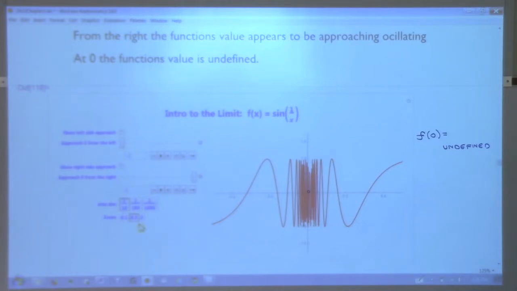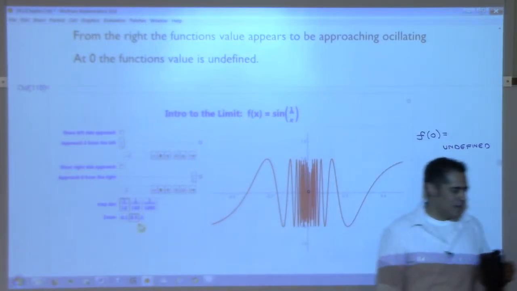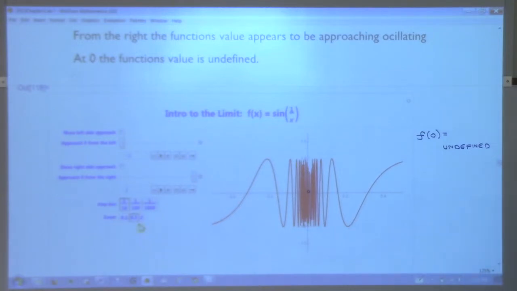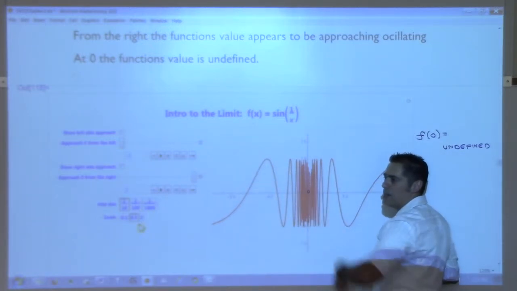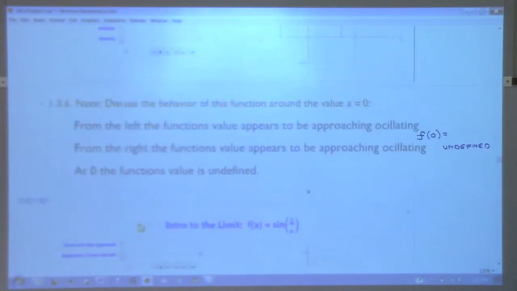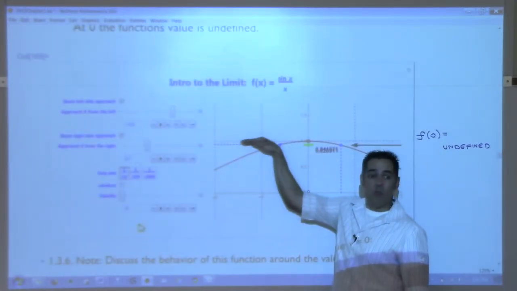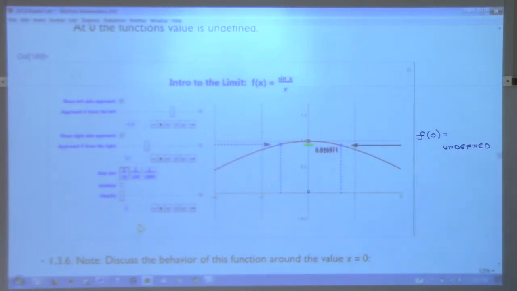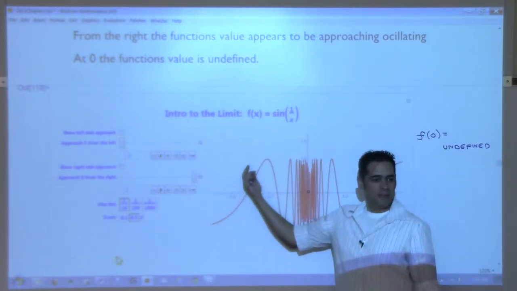From the left-hand side, any ideas of what this thing is approaching? You start coming in the left-hand side towards 0. Do you have any idea what that thing's headed towards? Is there a y value that it's headed towards? Like on this right here, as we came into 0 from the left, it was approaching 1, right? But can you say anything about what this one would be approaching as you come in from the left?